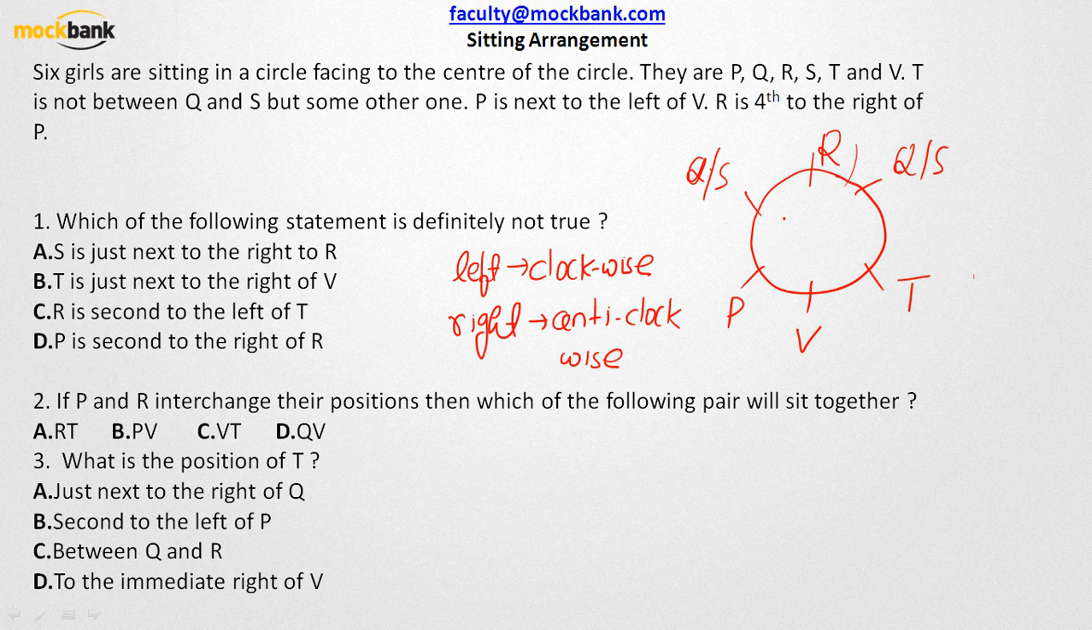It says which of the following statements is definitely not true. S is just next to the right of R. That is not true. Maybe right, maybe left. When Q is here, S is here. When S is here, Q is here, or vice versa kind of things. So S is just next to the right of R is definitely not true.